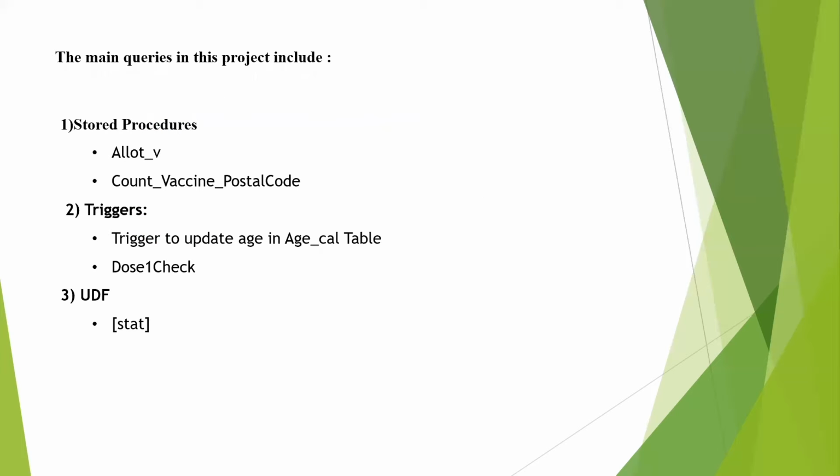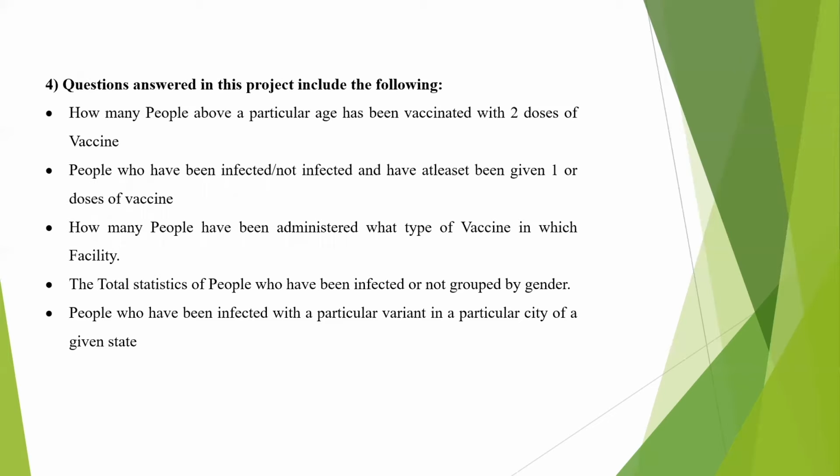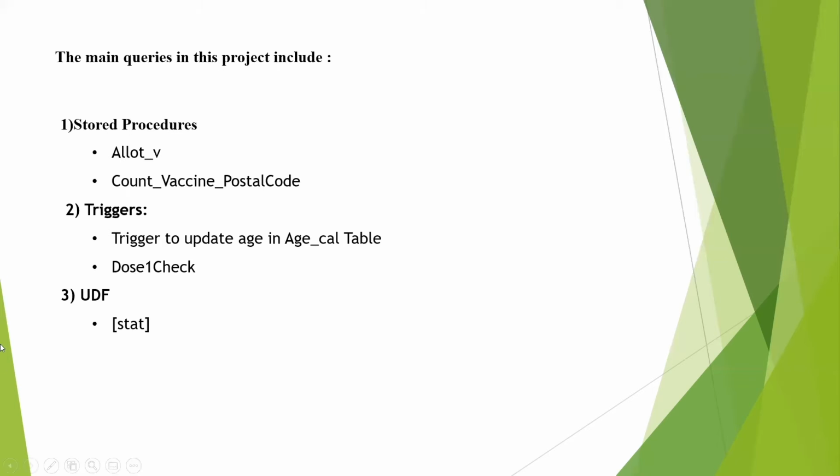So coming to the main queries in this project: the stored procedures, triggers, user-defined functions, and the questions which have been answered in this project. The stored procedures are to allot vaccination, or count vaccination, in a particular postal code. And the two triggers are a trigger to update the age in the age calculation table, and to check if dose 1 has been administered before administering dose 2, as I already discussed.